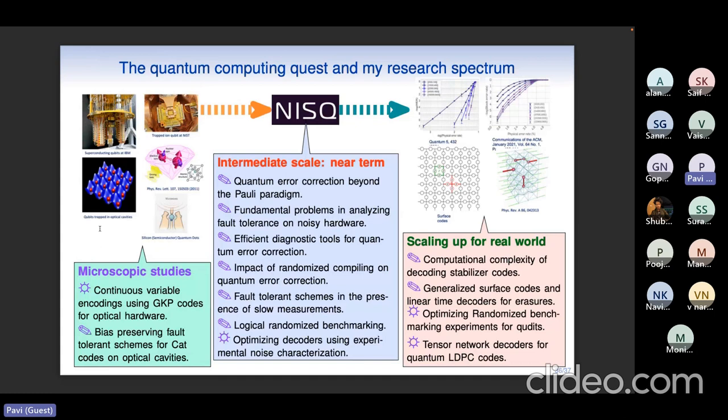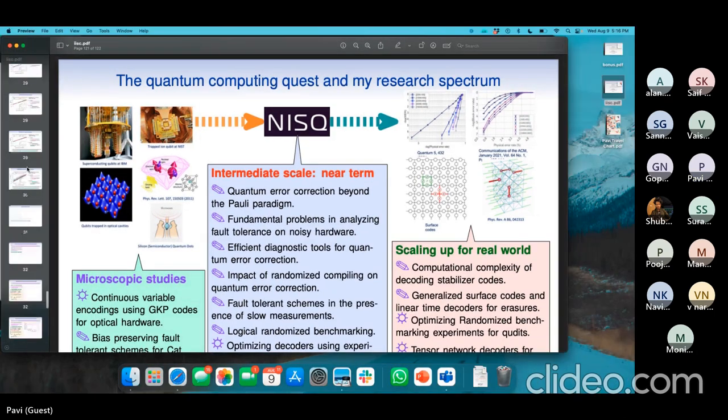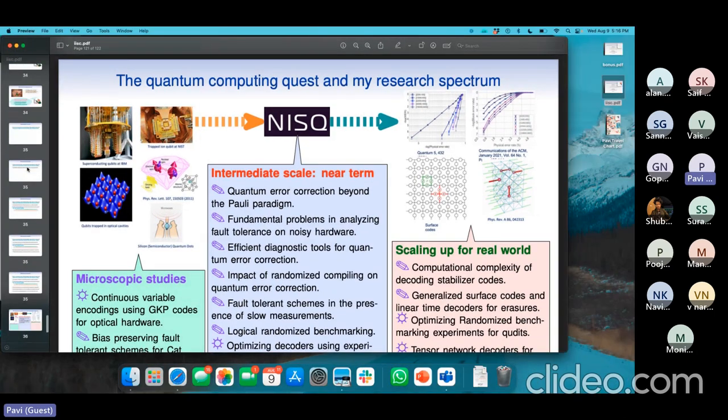Any other questions? Can you go to slide 15 to 20, I think, that randomized part? Pauli error.